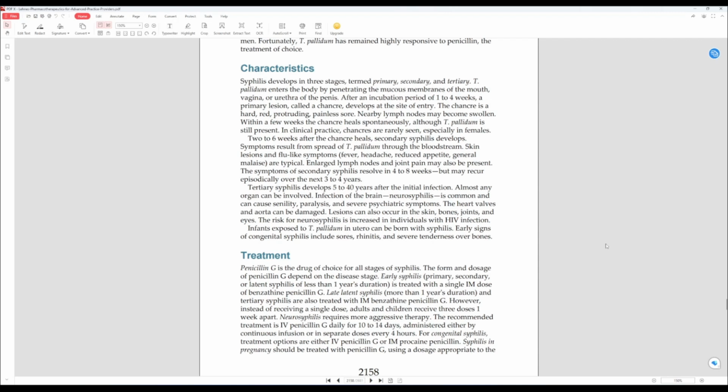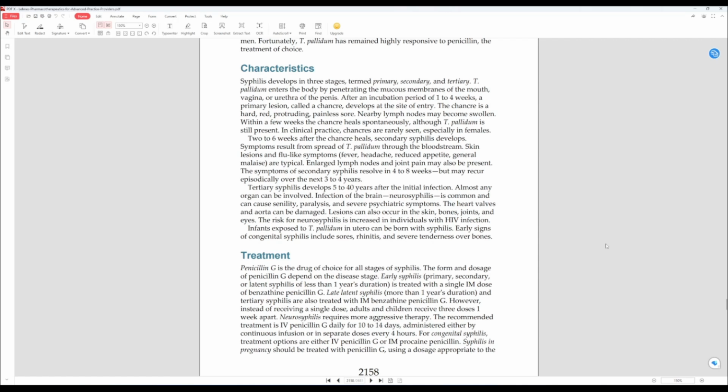After an incubation period of 1 to 4 weeks, a primary lesion called a chancre develops at the site of entry. The chancre is a hard, red, protruding, painless sore. Nearby lymph nodes may become swollen. Within a few weeks, the chancre heals spontaneously, although T. pallidum is still present. In clinical practice, chancres are rarely seen, especially in females.